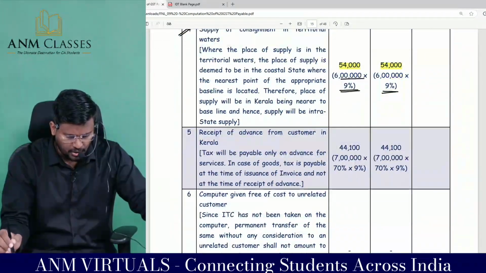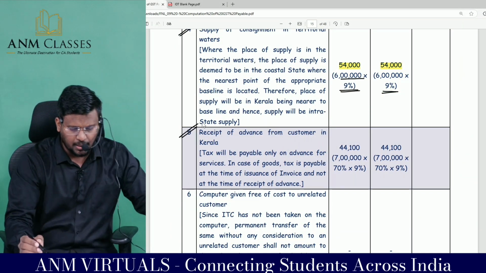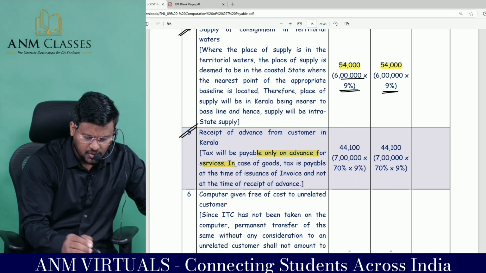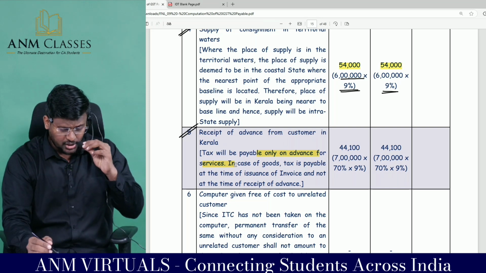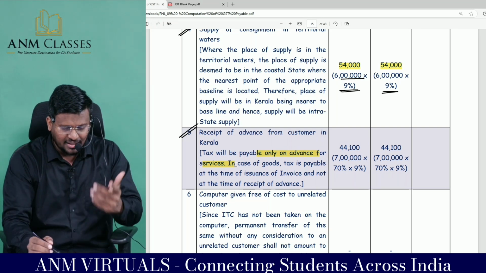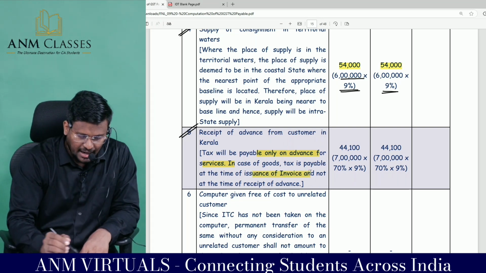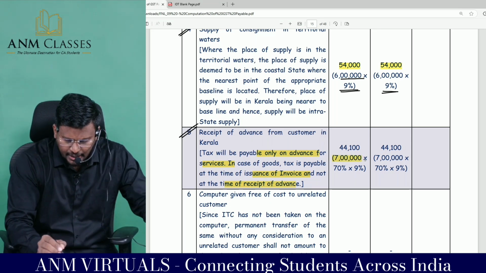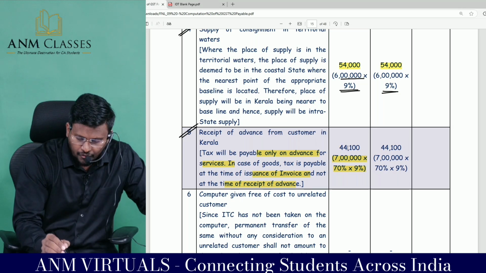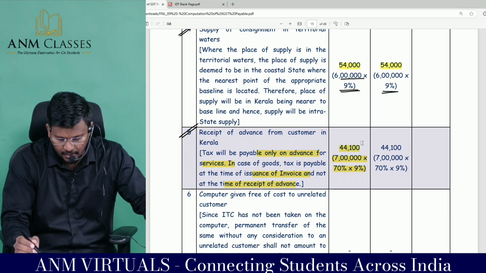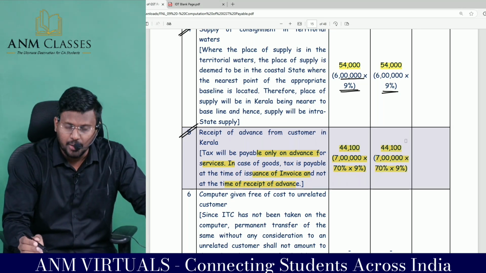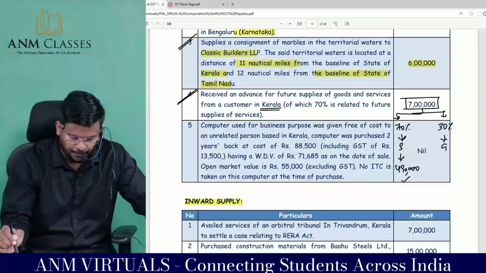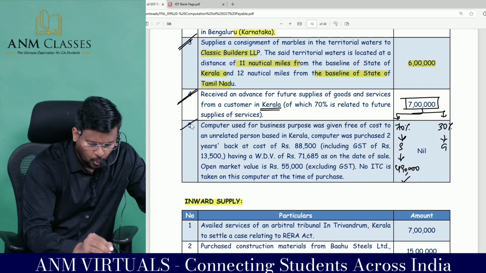So my dear lovable students, receipt of advance from customer in Kerala, tax will be payable only on advance for its what? Services. In case of goods, tax is payable at the time of issuance of invoice and not at the time of receipt of what? Advance. So 7 lakh into 70% into 9%, 44,100 is the output tax collected. 7 lakh into 70% into 9%, 44,100 is the SGST collected. Comfortable, sir?